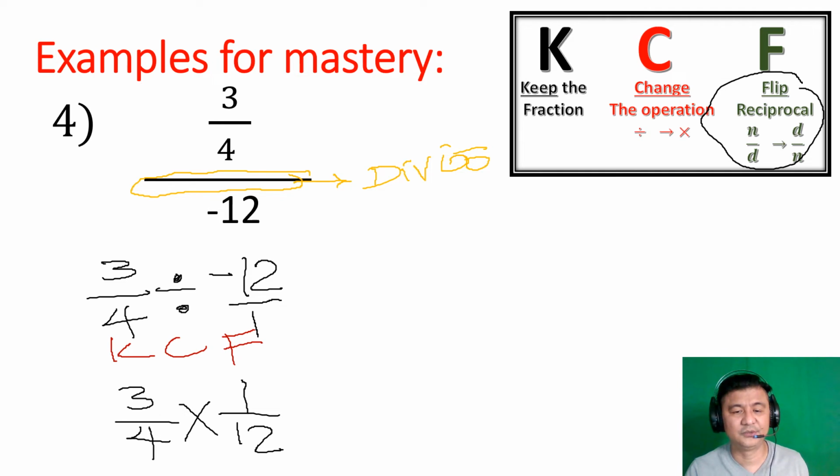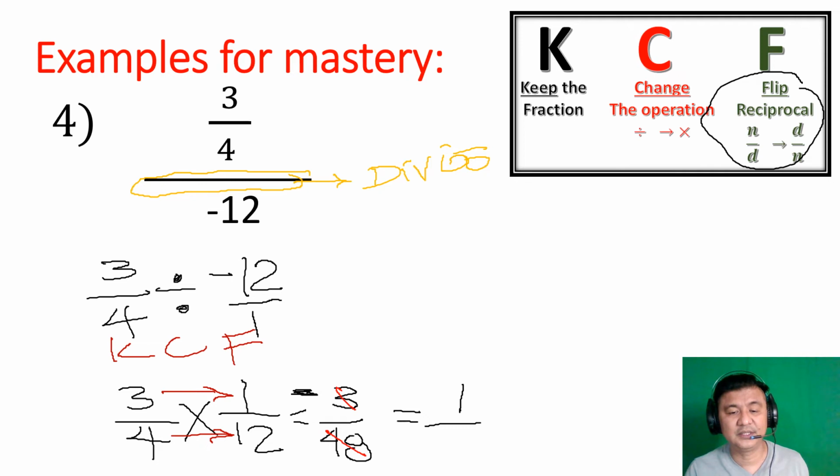So let us now do the multiplication. 3 times 1 and 4 times 12 below. So that becomes 3 times 1, 3. 4 times 12 is 48. Okay? But remember, positive and negative, different signs. Eventually the answer will be negative. But let us simplify this still. I could still divide it. Divided by 3. Divide by 3, you get 1. 48 divided by 3 is what?